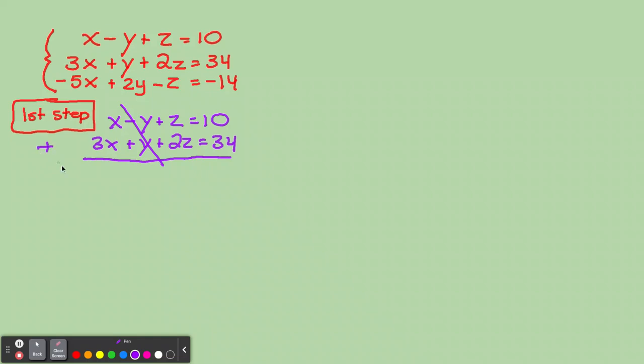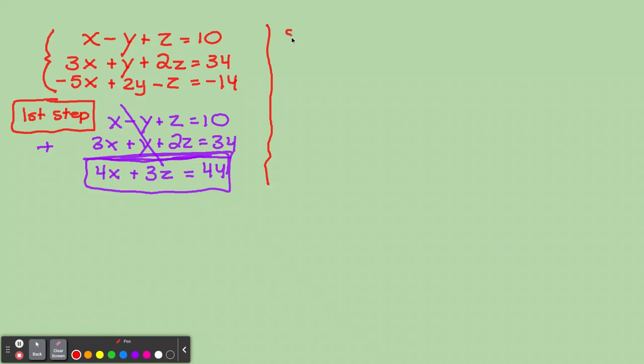Then we just add. We're adding here, keep in mind, so that'll be 4x. Remember, the y is gone, plus 3z. We're adding here again, and that'll be 44. So we have our first equation. Just put a box over it. We're going to use that later. All right, let's change the color again. Go back to red.